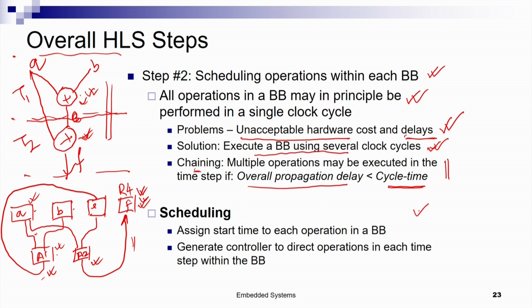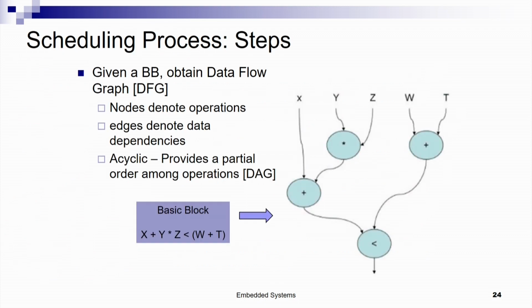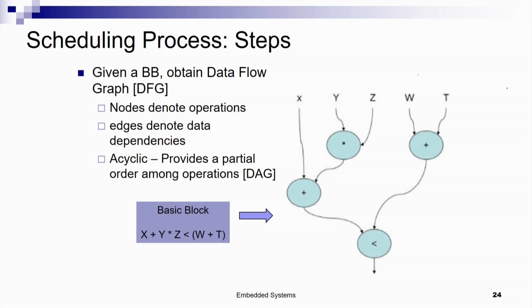So, now we come back to what the steps in scheduling are. What is scheduling? Scheduling is the assignment of start times to each operation in a basic block, and then after assignment of the start times, we generate the controller to direct the operations at each time step within the basic block. Okay. That we have also seen. Now, we will look at the scheduling steps in a bit more detail.